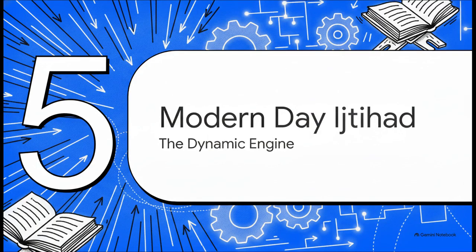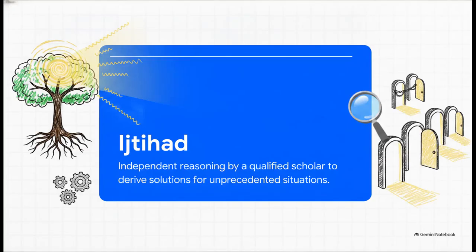And finally, Section 5, Modern-Day Ijtihad. Bringing us fully into the 21st century, the overarching mechanism powering all of these legal updates is known as ijtihad. Ijtihad is the intense exertion of independent reasoning by a master scholar. Think back to our metaphor. If the roots and branches are the tree, ijtihad is literally the photosynthesis. It's the dynamic engine that completely prevents legal stagnation.